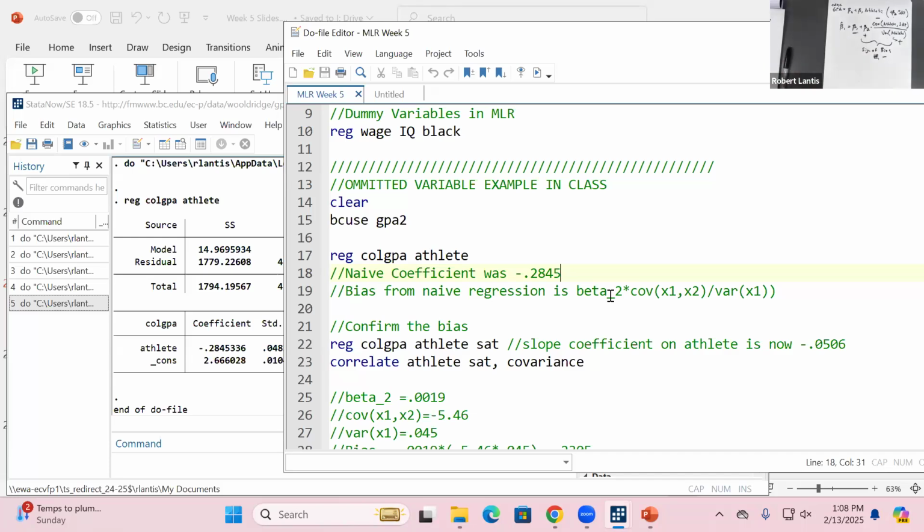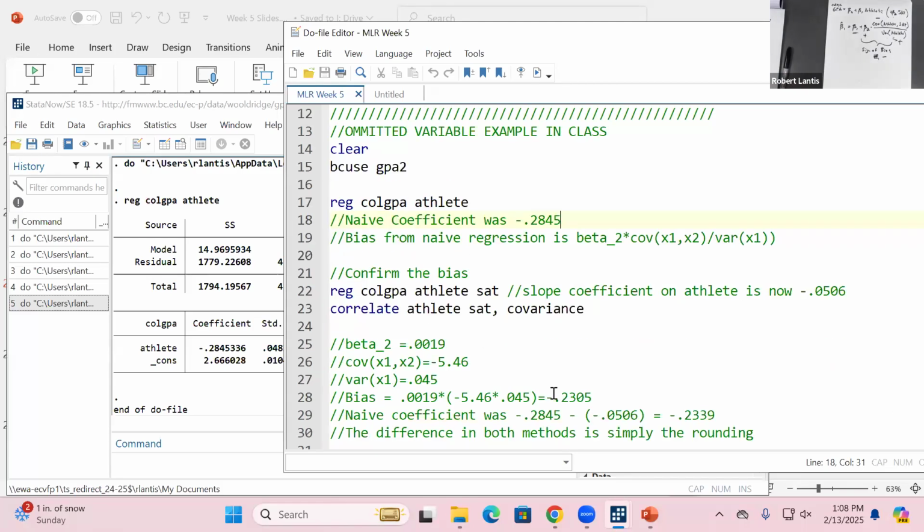So we can actually see if this is true with the data, because I actually have SAT scores in the data set. Any questions on this before we keep moving? So we've got our naive coefficient. I sometimes say that if we omit an important variable, here's the naive coefficient. We know it has a bias in it, right? Let's see what that bias actually is. Let's run a regression where I actually include the SAT variable.